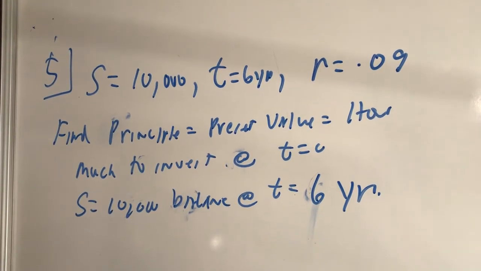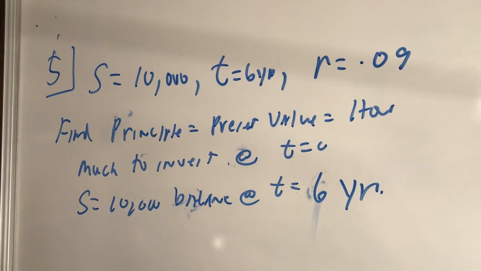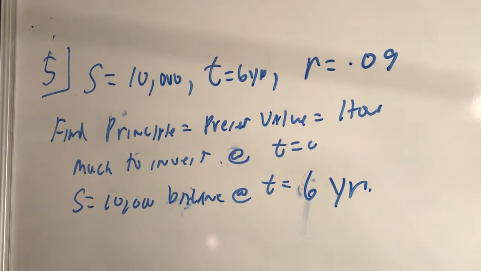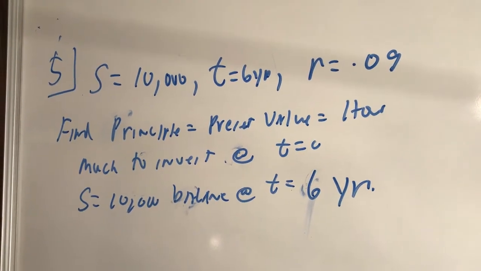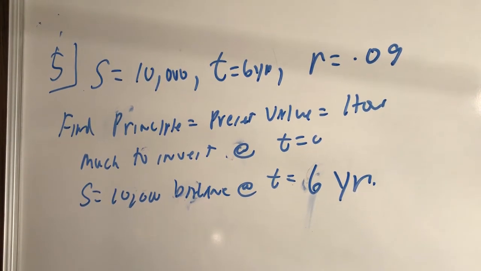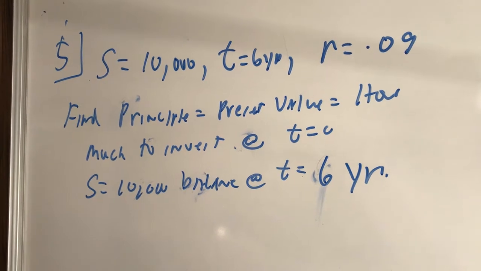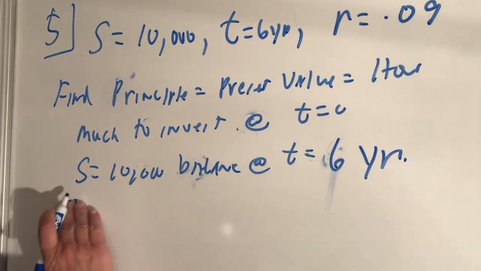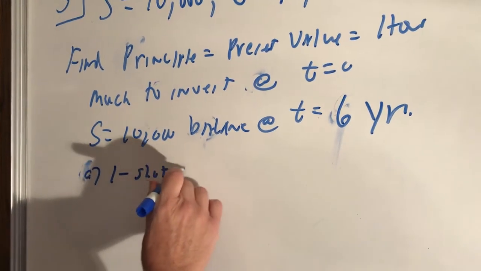It says, I want, in 6 years, a future value of $10,000. The interest rate is 9%, so R is 9 over 100, 0.09. Find how much I have to put down at t equals 0, the principal or the present value, to get 10,000 after 6 years. So what are the characteristics of this? It's a one-shot investment.